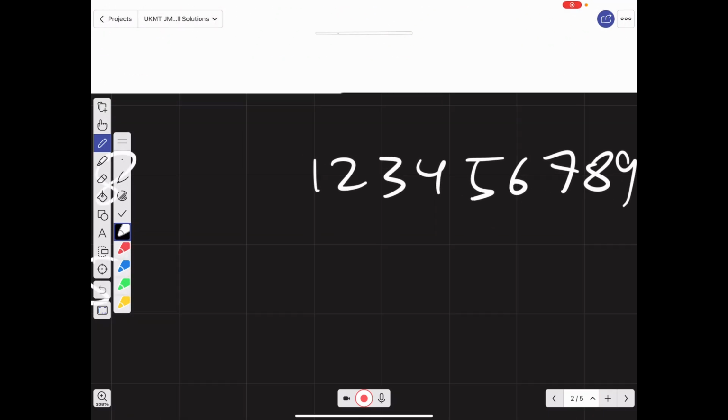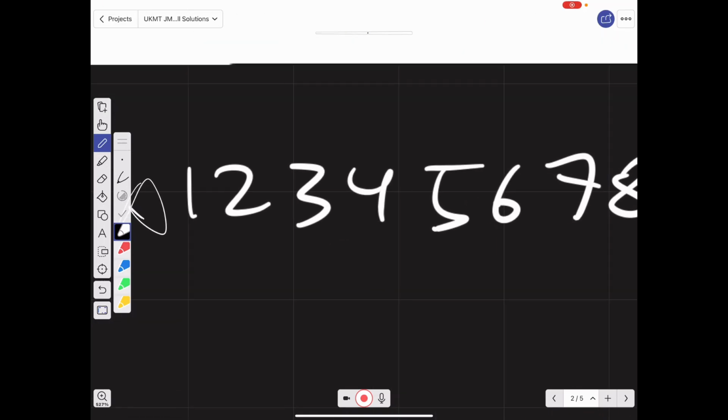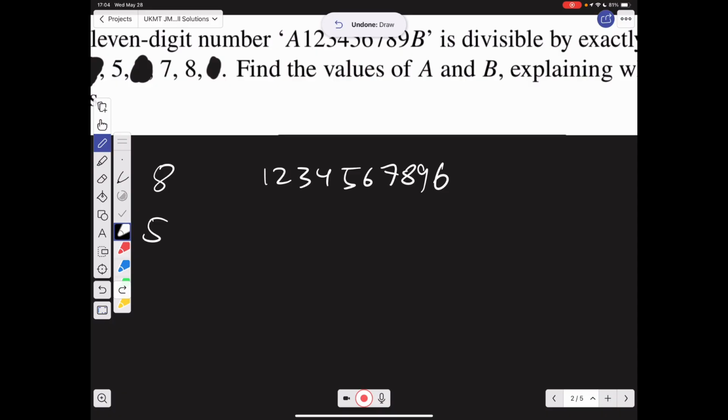Now, what can A be? Well, it has to be divisible by 3 and 6 and 9. How do we make sure it's divisible by 6? If it's divisible by 3 and 2, that's fine, and it's already divisible by 2. Now we have to find a number that makes this divisible by 9, because if it's divisible by 9, it's also divisible by 3. The divisibility rule of 9 is that the digits sum to a multiple of 9.